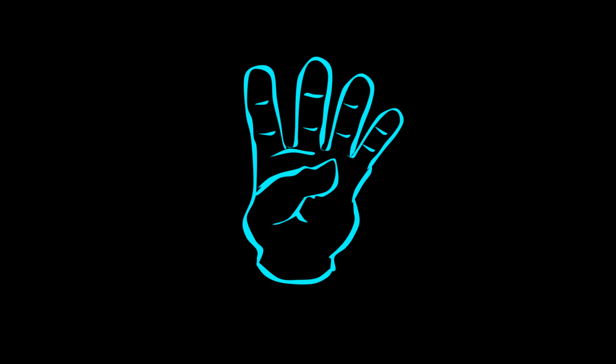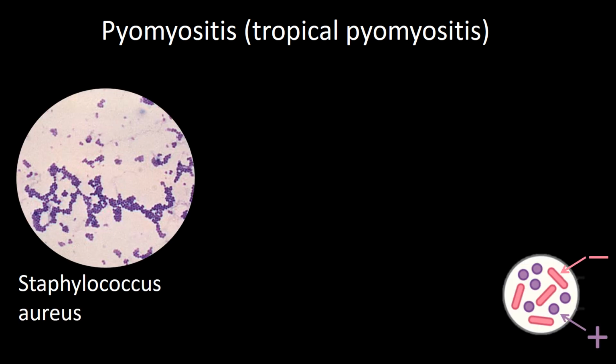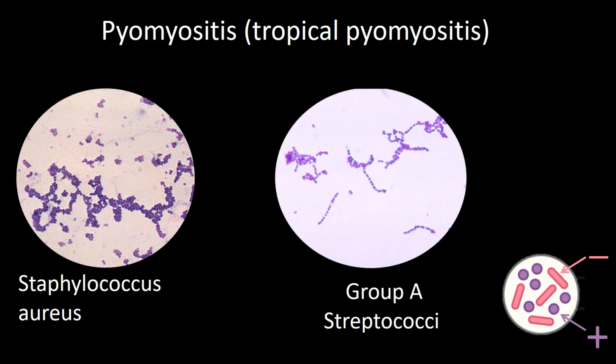The fourth condition mentioned in this question is tropical pyomyositis. This condition is an acute focal intramuscular bacterial infection resulting from hematogenous spread. The most common organism causing this condition is Staphylococcus aureus, followed by group A Streptococci. Both of them are gram-positive organisms.